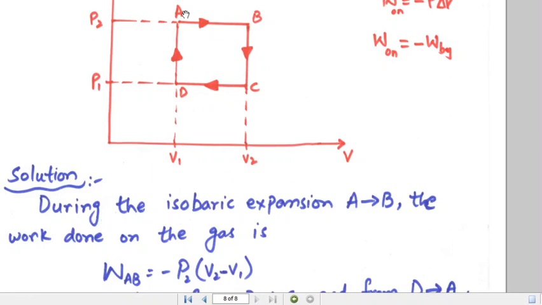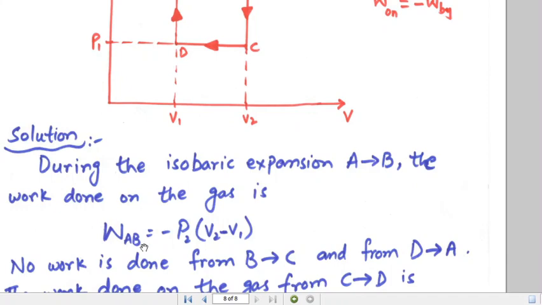Let's consider the first interval, from A to B. This is an isobaric process. From A to B, the work done on the gas will be equal to minus P2, the pressure at this point, times V2 minus V1. V2 is the final volume and V1 is the initial volume. The final volume is greater than the initial volume, so the work done is negative in this case.